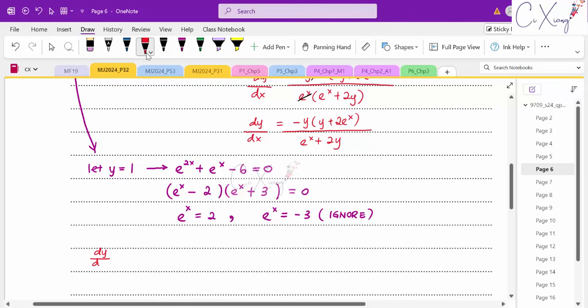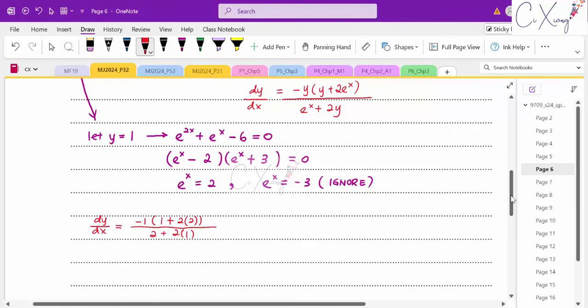So further substitute my answer here into the dy dx equation. So I'm having negative 1. Negative y means negative 1. 1 plus 2 e power x, which is the 2 that we get here. Then 2 plus 2 multiplied with the 1. Okay, so if I simplify from here, by right you should be having the value negative 5 over 4.